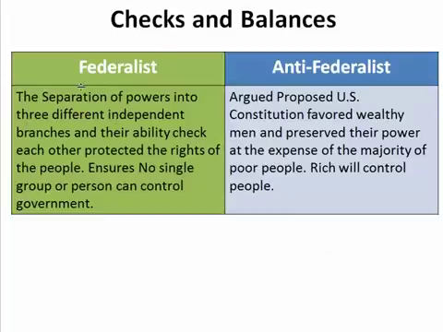The Federalists argued that a separation of powers in government into three different independent branches and their ability to check each other protected the rights of the people and ensured that no single group or person can control government, by dividing it into separate branches and then giving it checks and balances over one another. We created checks and balances where no single person or group or interest gets control over government.